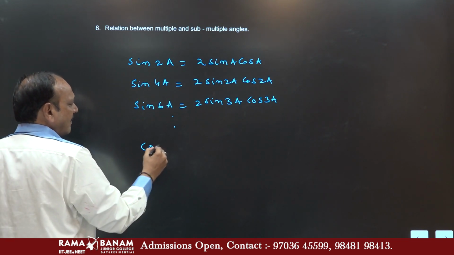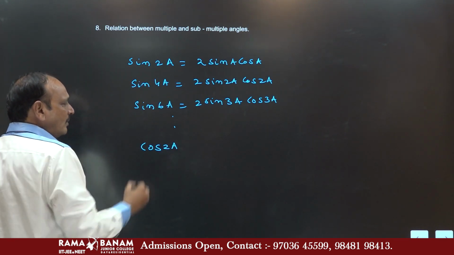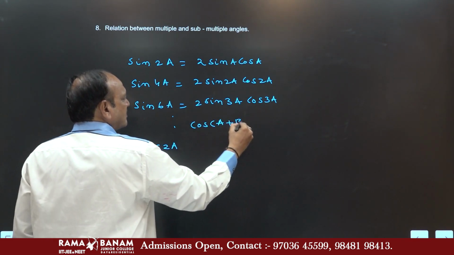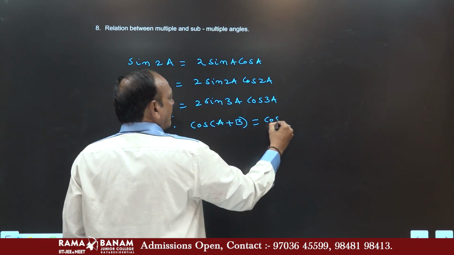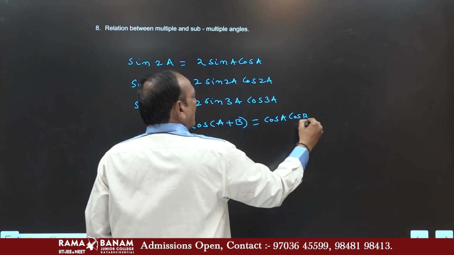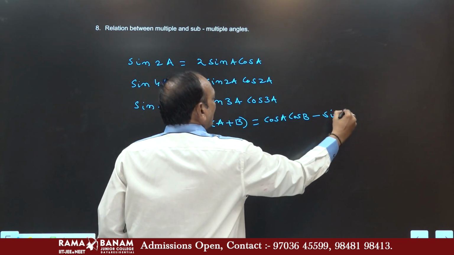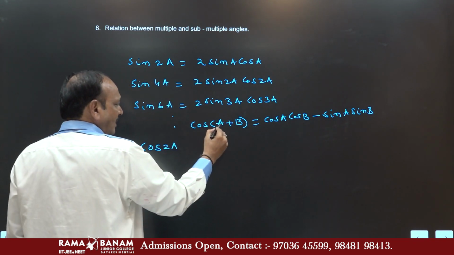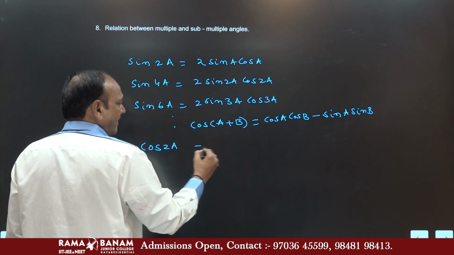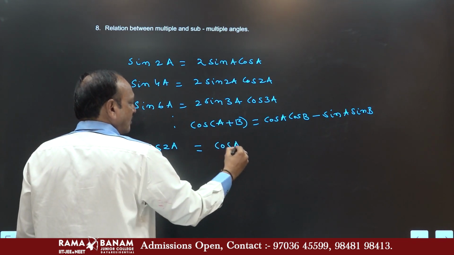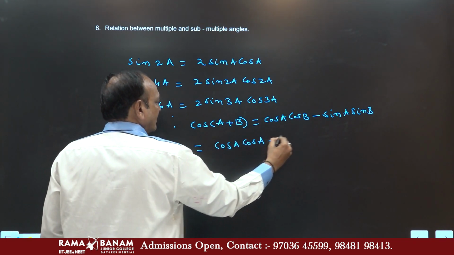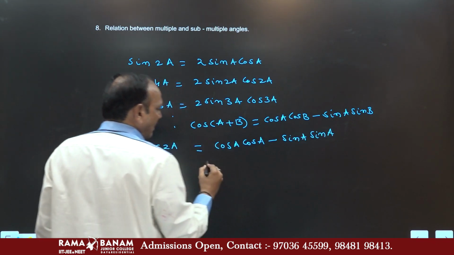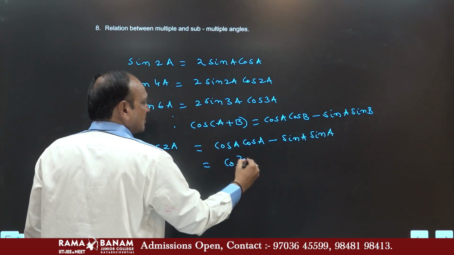And cos 2A, we know very well the cos A plus B formula. Cos A plus B is equal to cos A cos B minus sin A sin B. Again I am replacing B with A, so I am taking A plus A. So cos 2A is nothing but cos A into cos A minus sin A into sin A. Now it is nothing but cos square A minus sin square A.